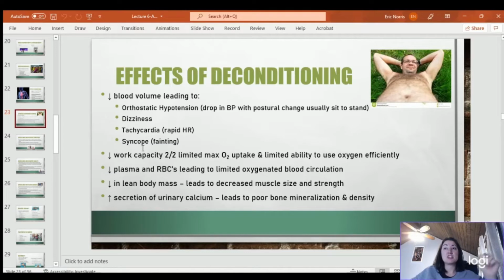The other effects of deconditioning: a decrease in work capacity due to limited oxygen max and oxygen uptake and limited ability to use the oxygen efficiently. The decreased plasma and red blood cells lead to a limited oxygenated blood circulation, and decrease in lean body mass leads to decreased muscle size and strength, and an increase in secretion of urinary calcium leads to poor bone mineralization and density. So if you don't use it, you lose it, and all the benefits of conditioning, you lose those and your body starts to decline.